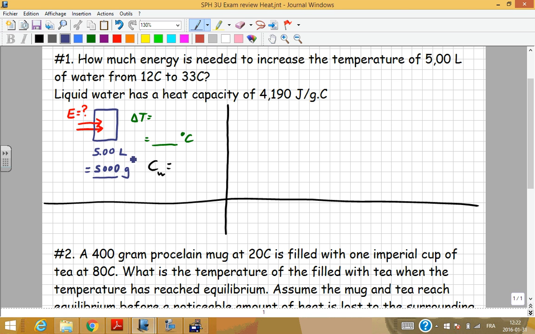Now the delta T is the difference in temperature. So we finish at 33, start at 12. We'll use a positive number for this. With energy, it's possible sometimes to use negative numbers if the temperature goes down, but we'll just talk about change of energy. We'll use a positive number all the time. So the difference between 33 and 12 would be 21 degrees Celsius. And the last thing we know is that 4.19 joules per gram degree Celsius.